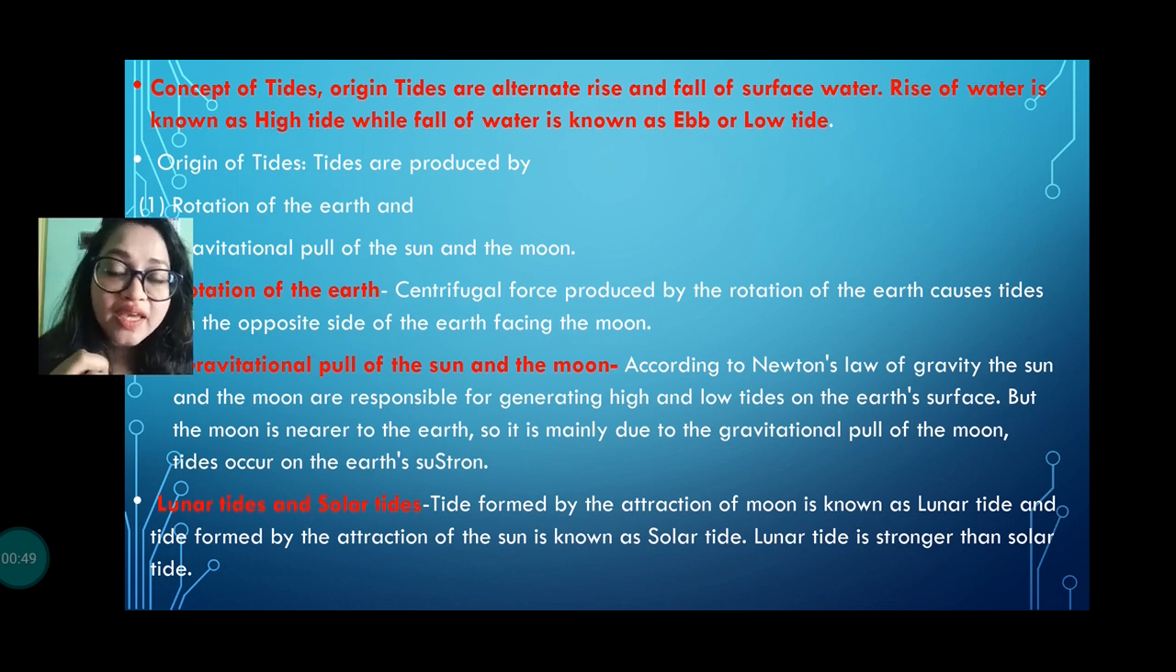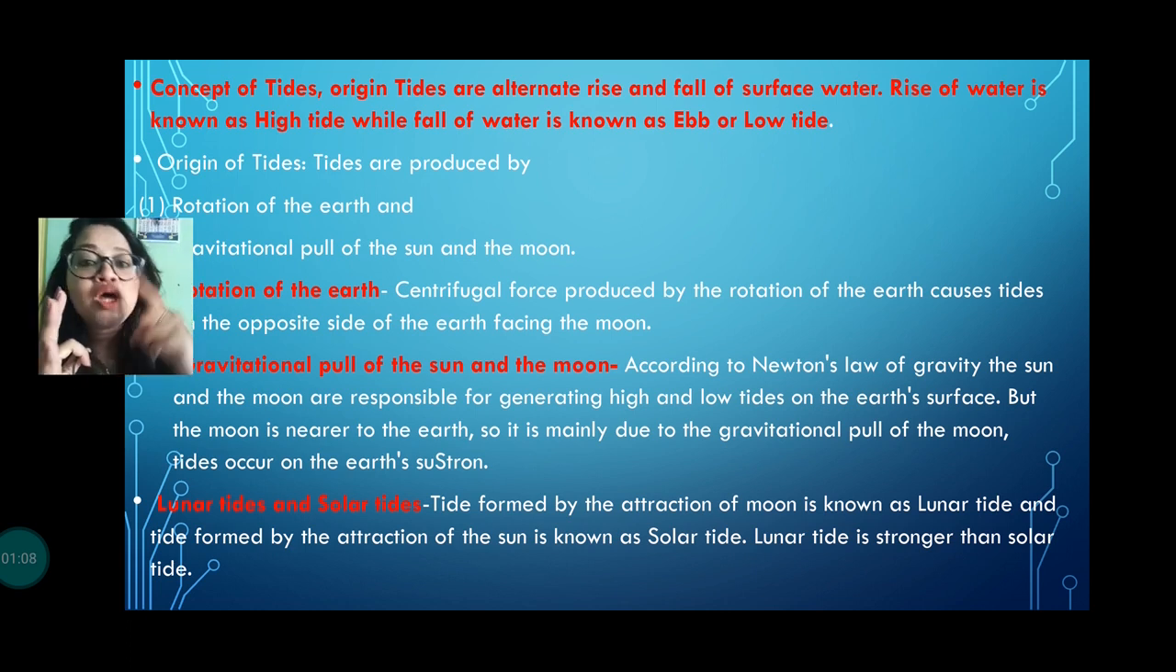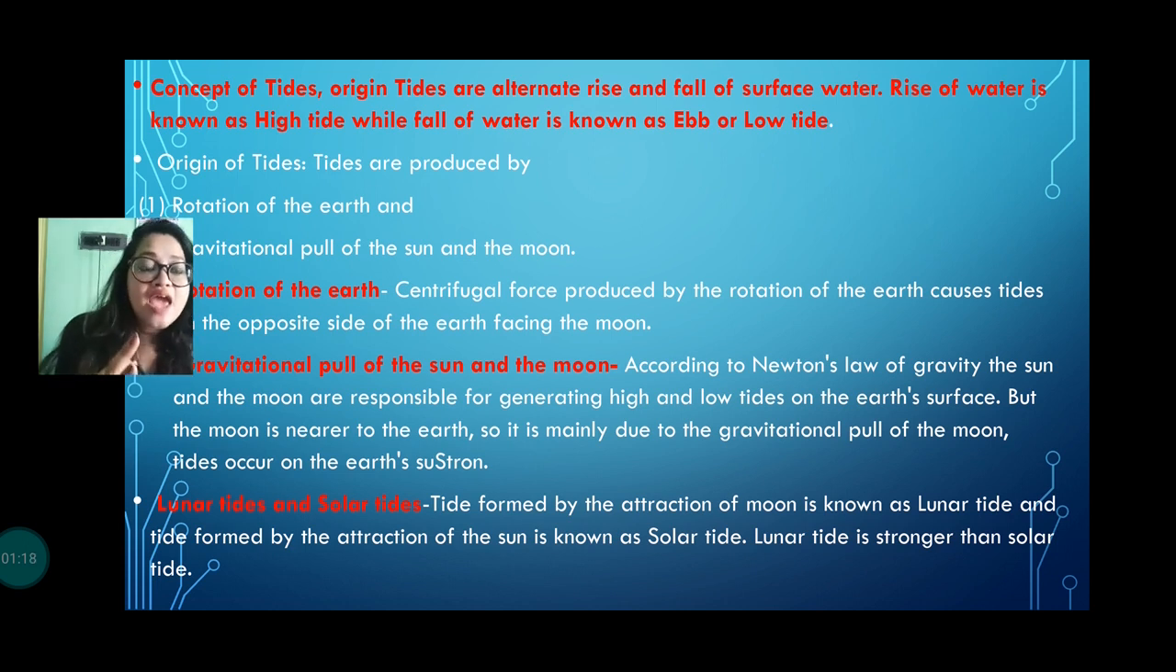There are mainly two reasons for the formation of tides. Number one is the rotation of the earth, and number two is the gravitational pull of the sun and the moon. These are the two main reasons. First, how does the rotation of the earth help originate the tide? Due to the rotation of the earth, centrifugal force is produced, and that causes a tide on the side of the earth opposite the moon.